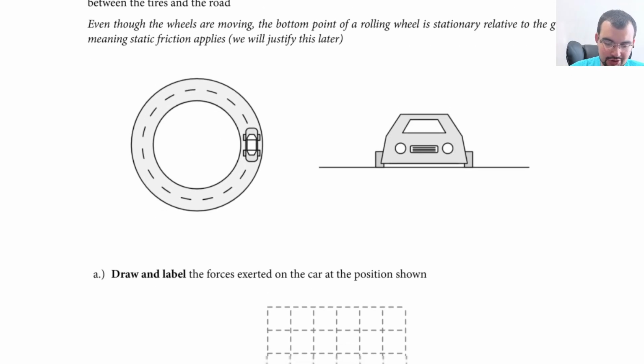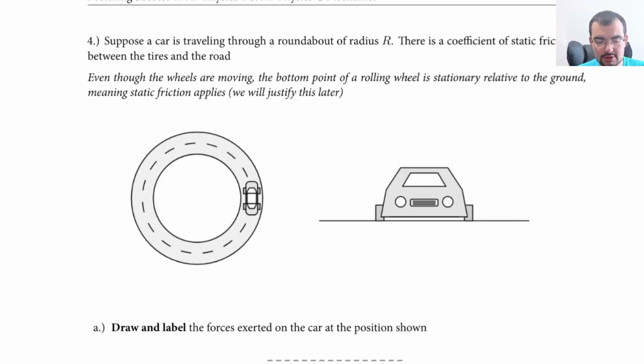So first we'll start with just the turning car. So suppose a car is traveling through a roundabout of radius r. There's a coefficient of static friction mu between the tires and the road. We'll get into this much later. I'm just going to tell you this is a fact: tires and wheels are actually stationary relative to the ground at the contact point only, so it's actually static friction involved with the tires. That's not clear. We will figure that out a lot later when we talk about rotating, but we need it for this problem to know that it's static friction.